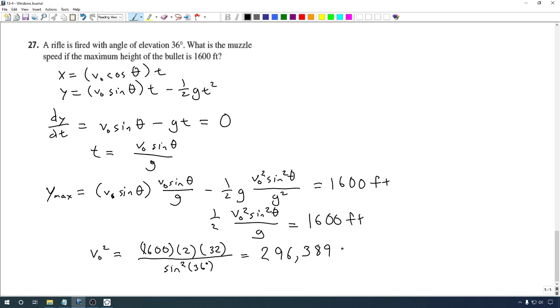And if you want units on that, keep in mind 1600 is in feet, 32 is in feet per second squared, so we end up with feet squared per second squared, which might seem like a weird unit, but that's because this is not the muzzle velocity, but the square of it. We need to take the square root of this as well. So v naught, the square root of this thing, is going to be 544 feet per second. And that's the answer. That's what we were looking for.